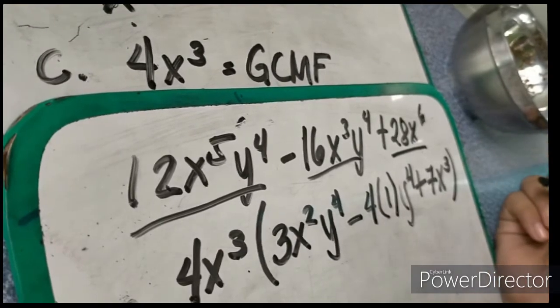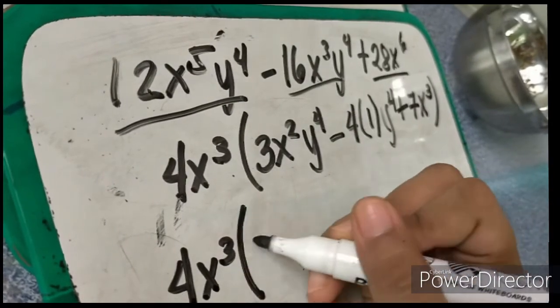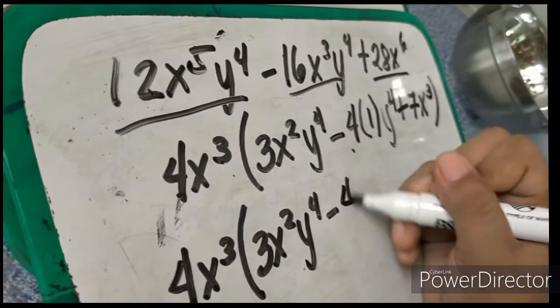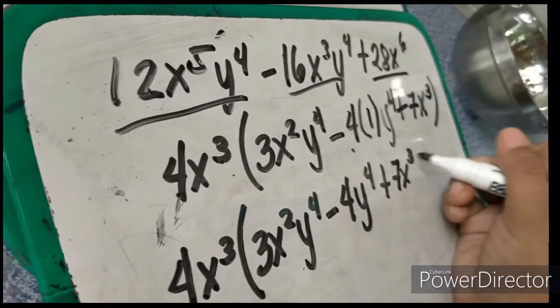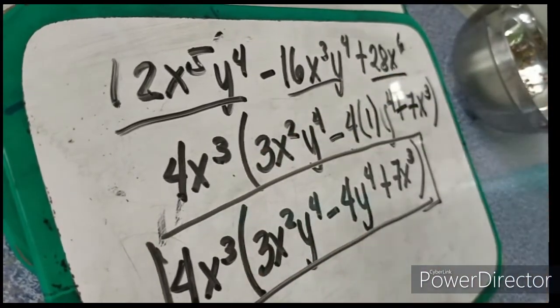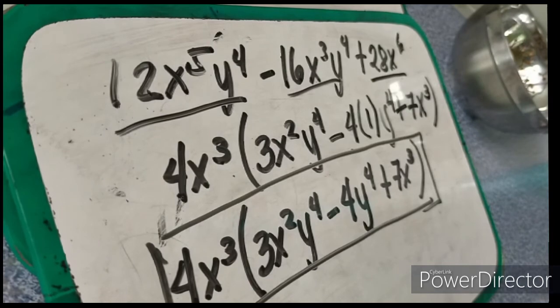Then, close parentheses. Simplify. 4x cubed, 3x squared, y raised to 4, minus 4 times 1 is 4, y raised to 4, plus 7x cubed. Our factor is 4x cubed times 3x squared, y raised to 4, minus 7x cubed. And that is how you will factor polynomials using the greatest common monomial factor.